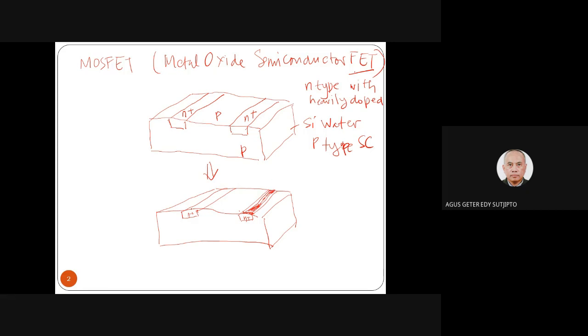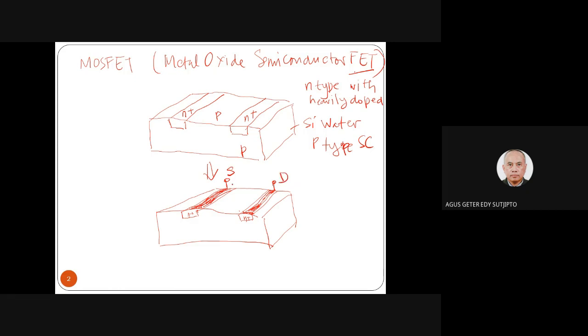And then here also we have a metal, to connect with the source of energy or battery. We put the metal here, and then of course we have a terminal here. So this is the terminal. One of them is a source of electron, and the other is a drain of electron.